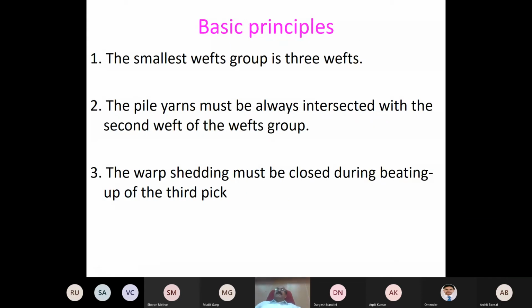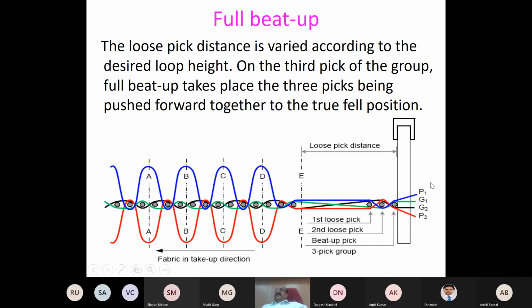So the basic principle is the smallest weft group is 3 wefts. What does it mean? Look at the diagram. We have kept 2 loose picks, then the third is the beat-up pick. This is the smallest arrangement. We can have 3 loose picks, the fourth one will be the beat-up pick. We can have 4 loose picks, the fifth one can be the beat-up pick. So we call it 3 pick terry, 4 pick terry, 5 pick terry, or 6 pick terry.